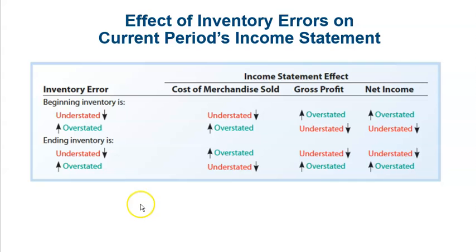All right, and so you can just study this chart to see the effect of what happens. If beginning inventory is understated, then cost of merchandise would be understated, and gross profit then would be overstated. And if you've overstated your gross profit, then net income would also be overstated. So just take a look and work through this and make sure that it makes sense to you.